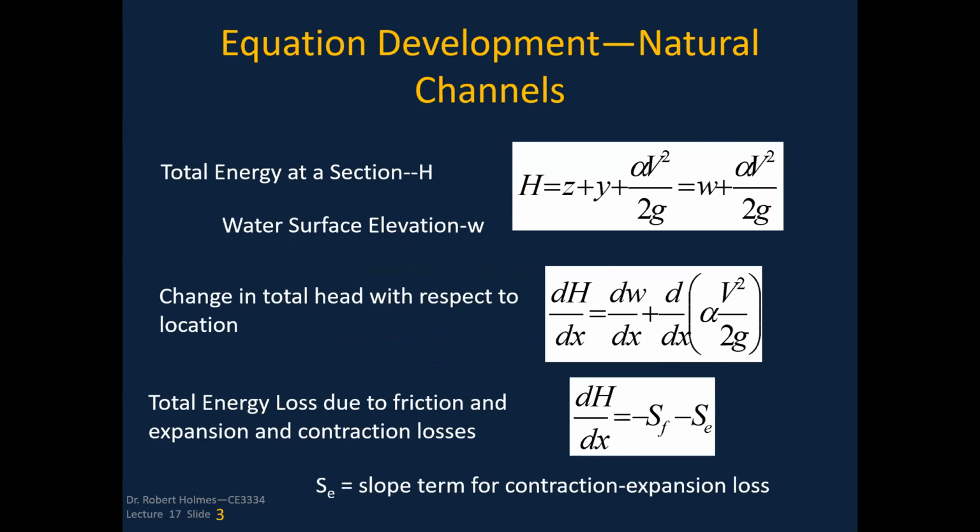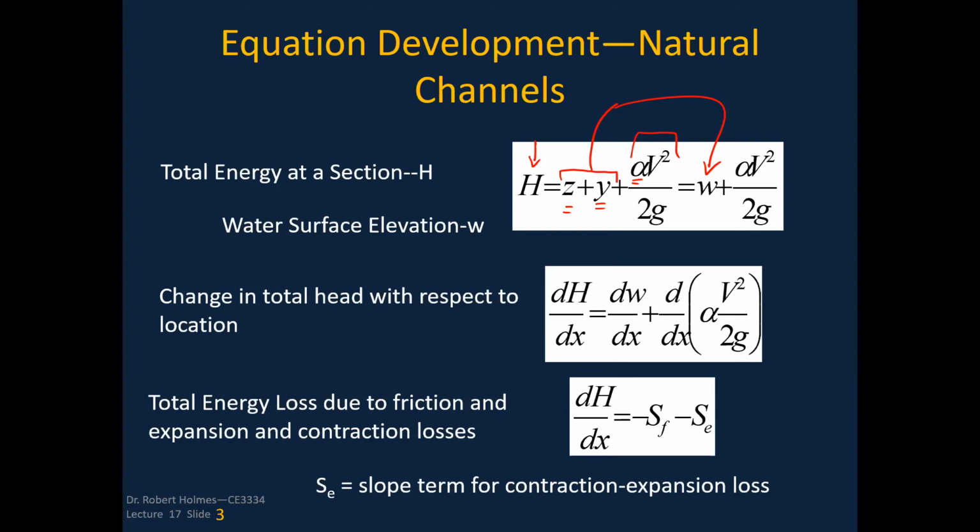So this is the energy equation which you've been accustomed to up to this point. This is the total energy at a particular section H, and you've got the potential energy, the pressure potential, which is also the depth, and then we've got the kinetic energy, and you'll notice here that we have the Coriolis, or the energy correction factor, the energy coefficient. And so what you're going to see us do here is that we're going to combine the potential energy and the pressure potential into one term, and we're going to call that the water surface elevation, W.